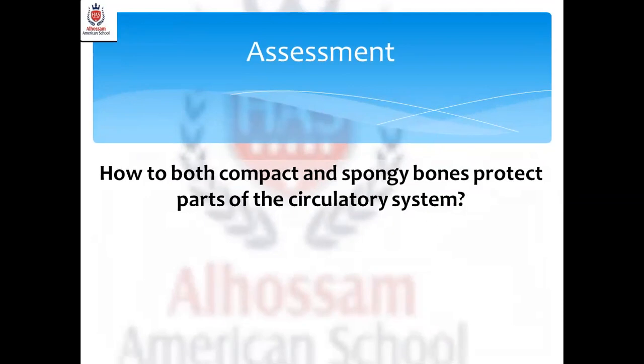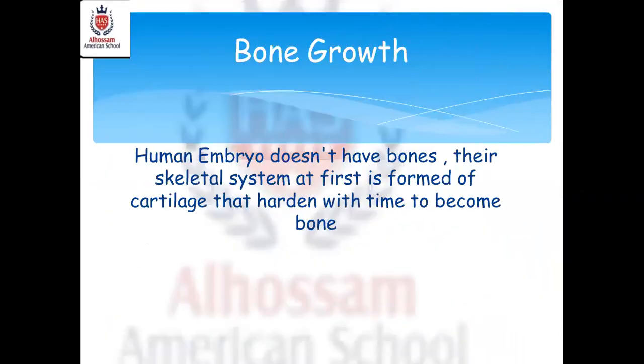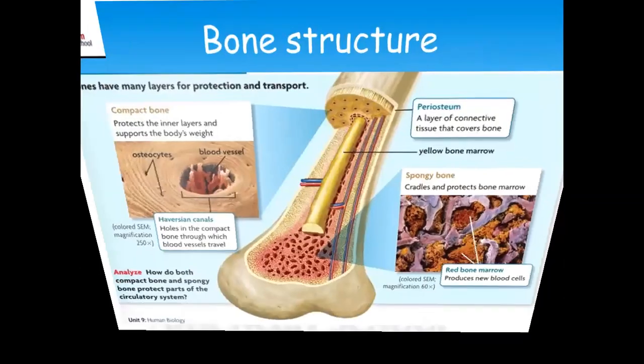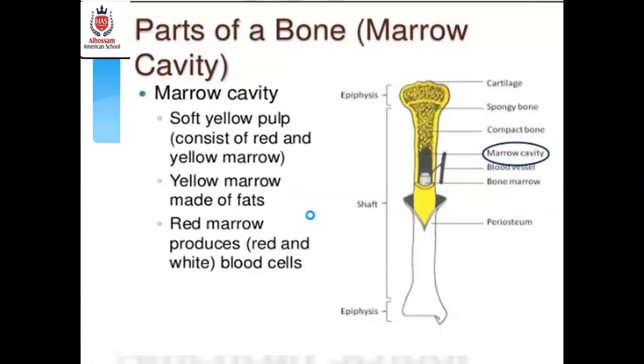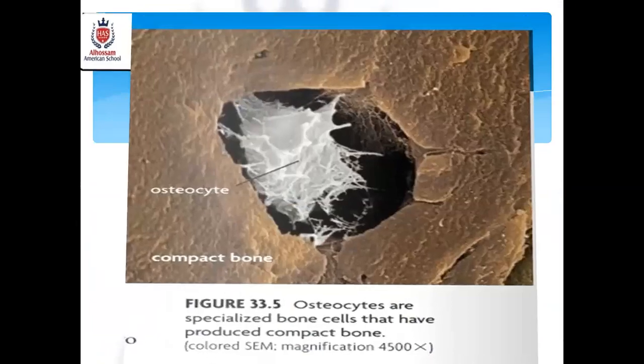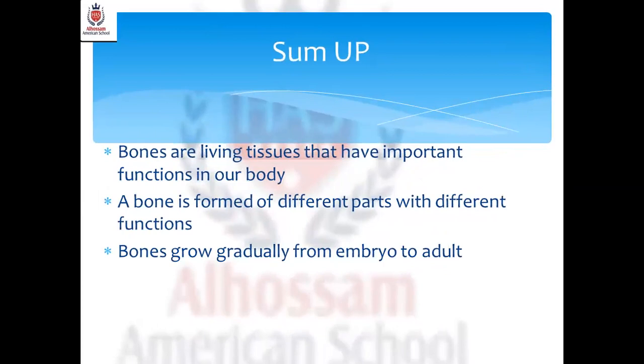If you go back to the picture that we have seen, you will find that compact bones contain blood vessels inside them and protect them, and spongy bones are responsible for producing new blood cells, so they protect the circulatory system, right? Because they form the main components of the circulatory system. Okay, so today we talked about bones and why we consider them a living tissue, and we talked about the important parts of a bone and how it can grow.